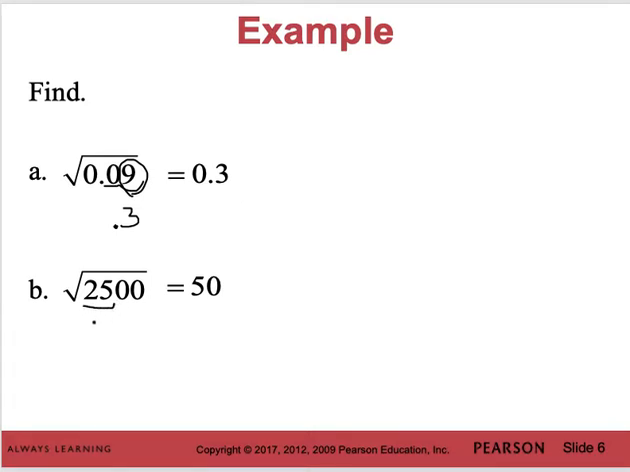Second example, 5 squared equals 25. But here I'm not just dealing with a 25, I'm dealing with 2500. And I know 10 times 10 is 100 to give me those 2 zeros. So the square root of 2500 would be equal to 50.